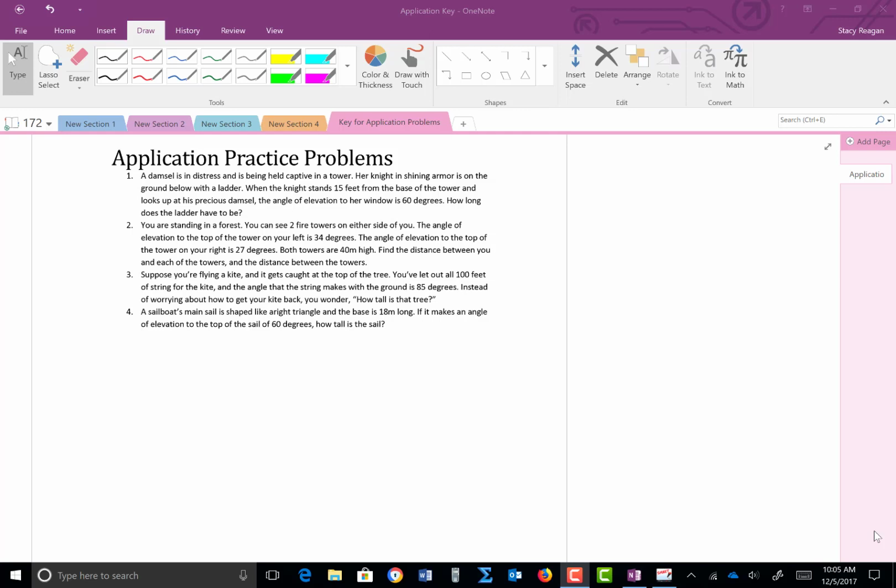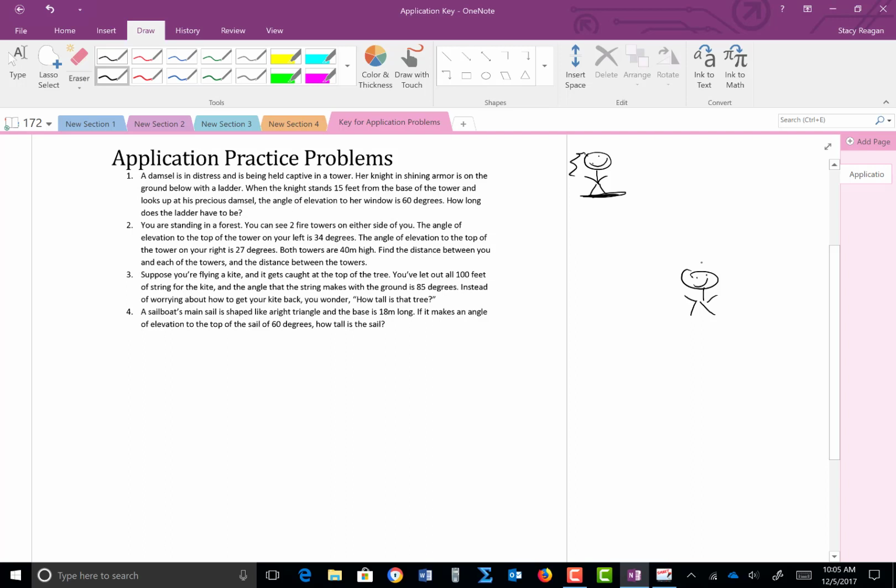Let's take a look at number 1. A damsel in distress is being held captive in a tower. Her knight in shining armor is on the ground below with a ladder. So here's my damsel. She's up here in her little tower, and she's looking down. The knight is on the ground. So here's my knight down here looking up at her.